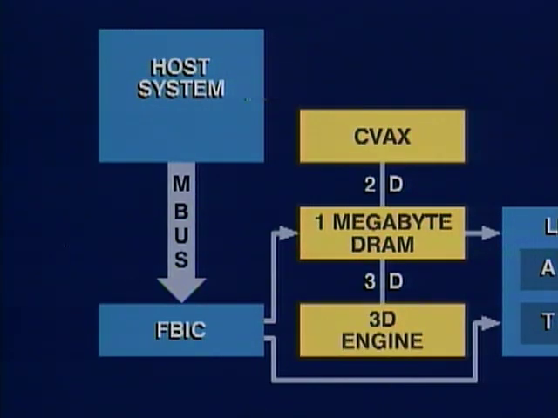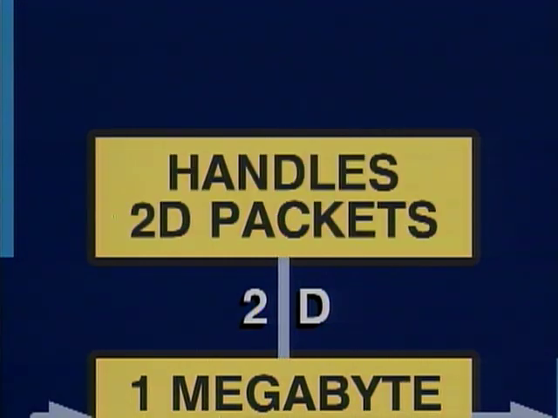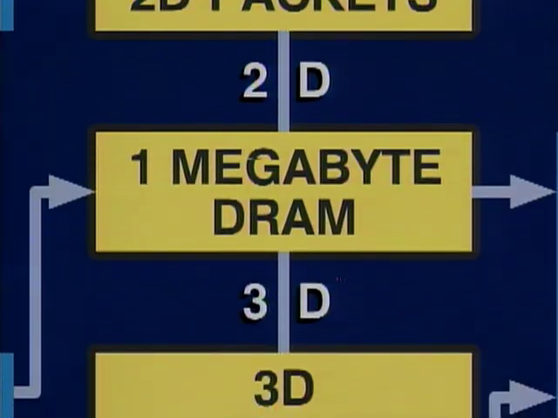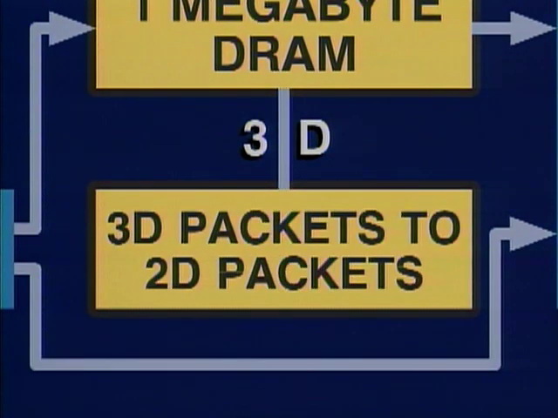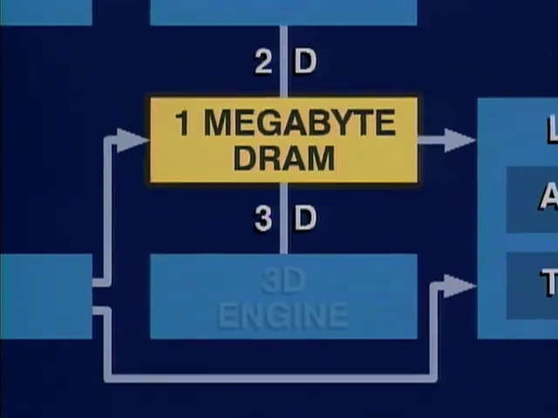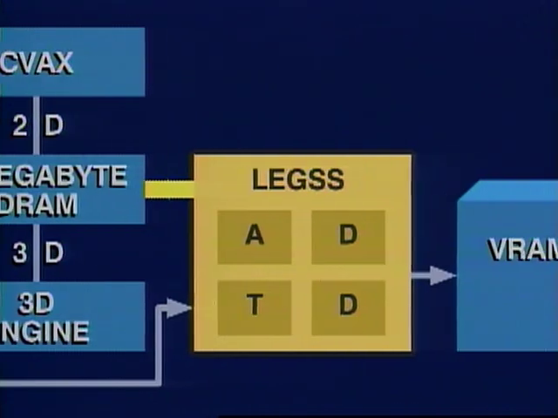3D transformation engine. In general, the CVAX is responsible for handling 2D packets and all register loading for the LEGS chips. The YTech 3D transformation engine is responsible for transforming 3D packets into 2D packets that are returned to DRAM. The CVAX then loads the 2D packets into the LEGS chips.